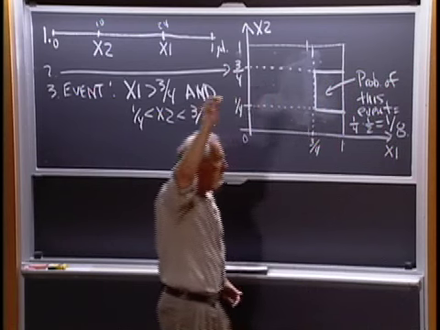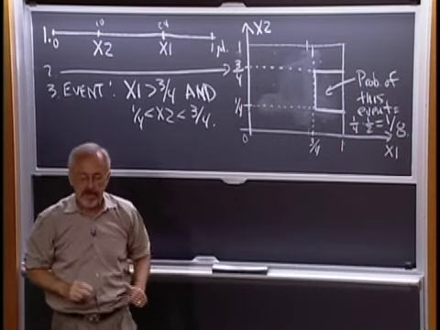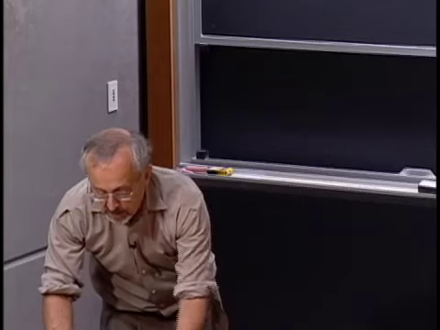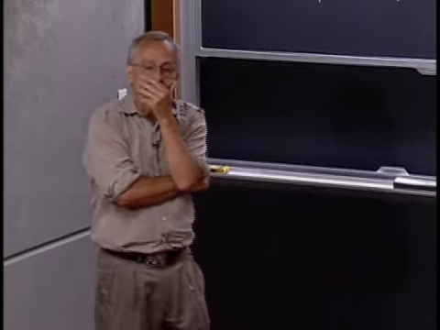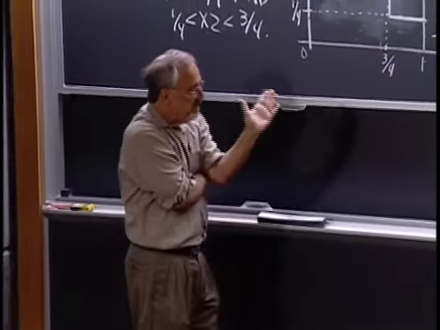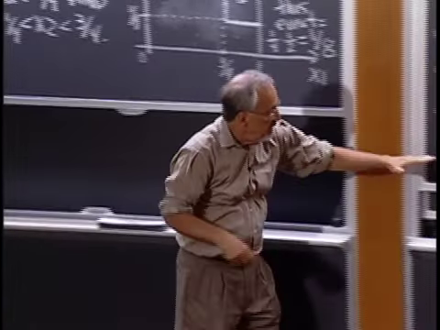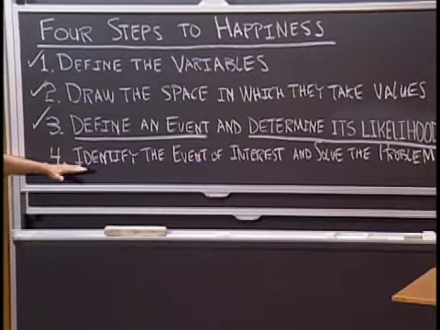Good. We're 3/4 of the way through the 4 steps to happiness. I hope you're feeling very, very happy right now, okay, because we're almost done there. Now, so what do we have to do now? Well, why have we done this? Because we now need to identify the event of interest and solve the problem.